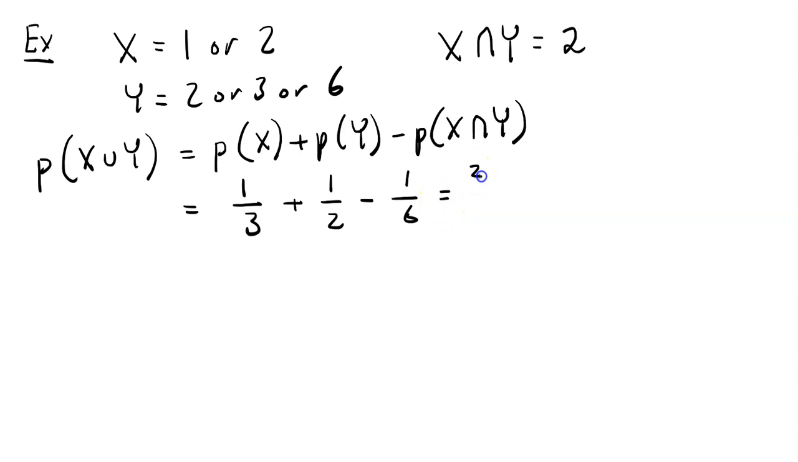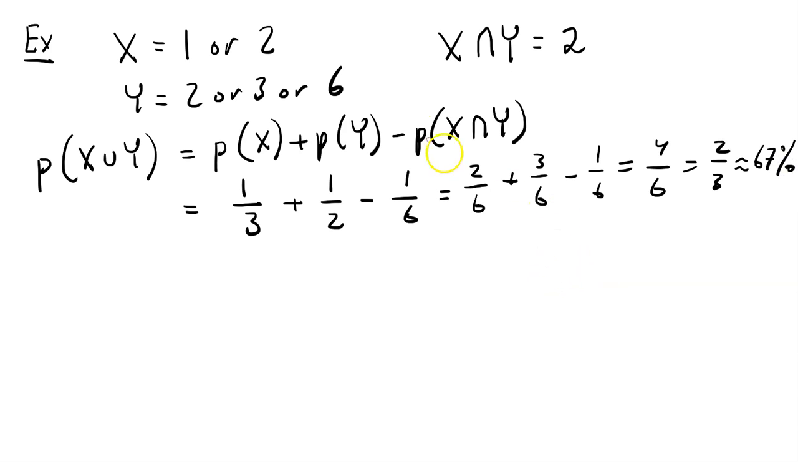So now this is 2/6 plus 3/6 minus 1/6. So this is 4/6, or 2/3 if you like. And this is roughly 67%. So the probability for at least one of these to happen is 67%. So in this case, we need to have this included, otherwise it will turn out to be wrong.